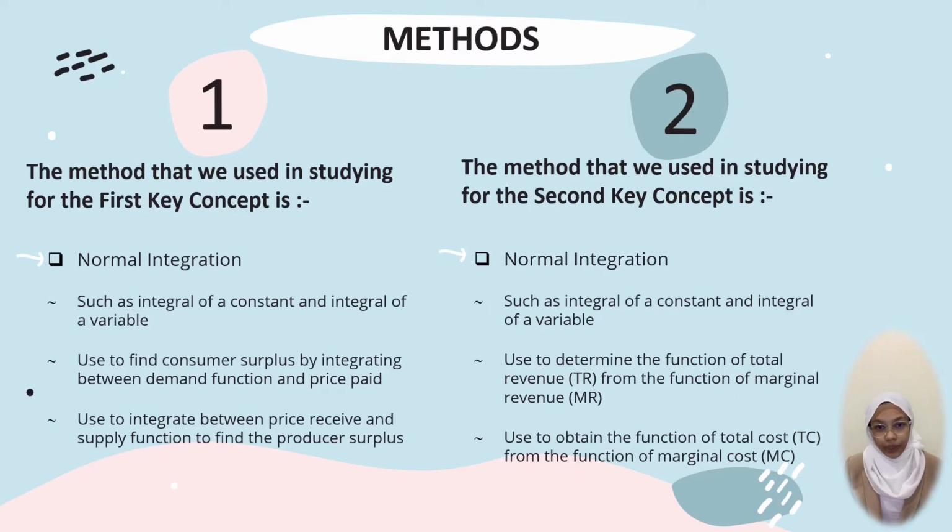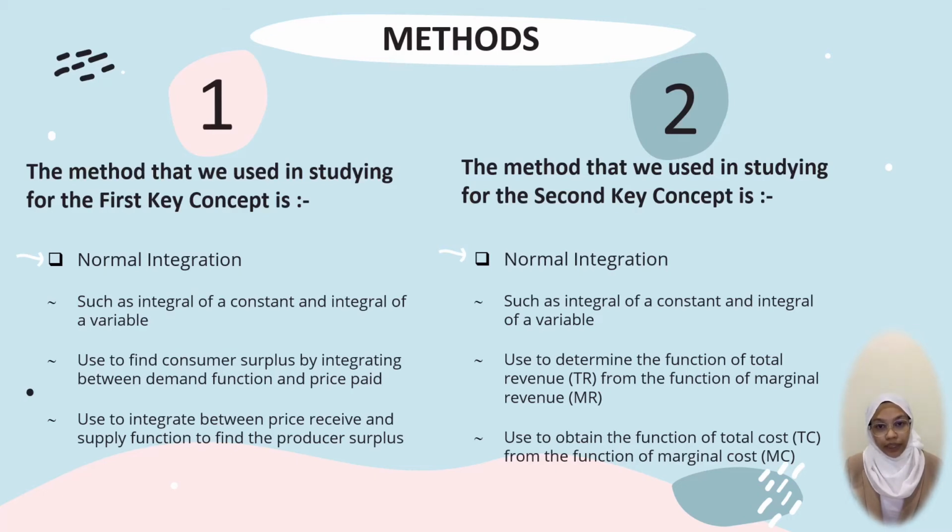So, the method that we use in studying the first key concept is normal integration, such as the integral of a constant and the integral of a variable. We use this normal integration to find the consumer surplus by integrating between the demand function and price paid. And we also integrate between price received and the supply function to find the producer surplus.